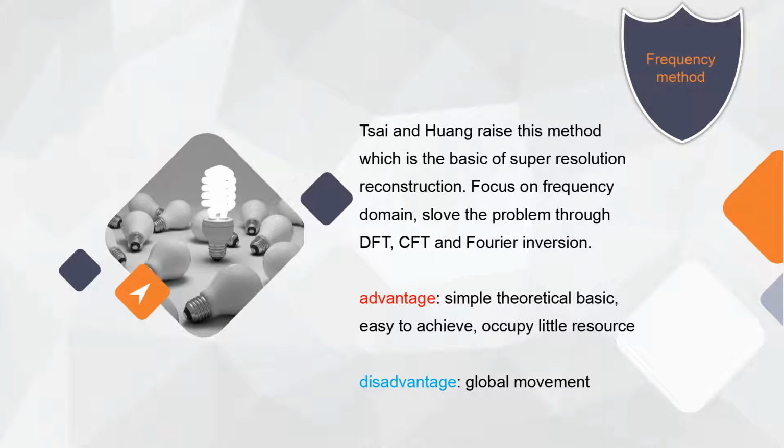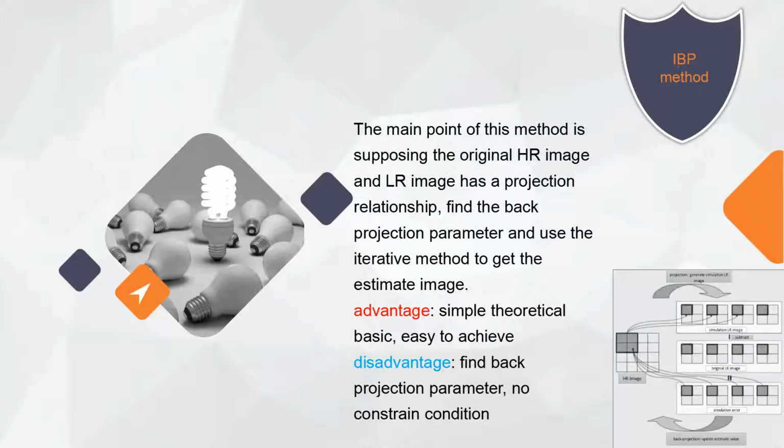The advantage is that the theoretical basis is really simple and it occupies little resource. Well, the disadvantage is that it needs each pixel in the image to have the same movement. That is too hard to achieve in a realistic program. So even though it is basic, few people focus on frequency methods now.